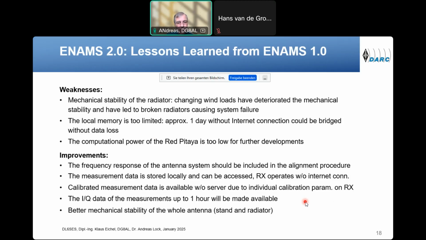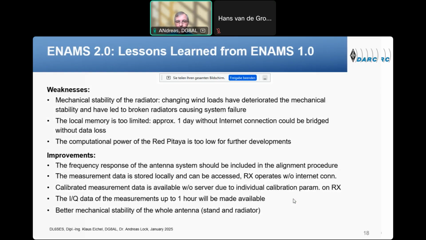They are made available for 1 hour because with each run, every 10 minutes, we generate 310 megabytes of IQ data and we hold it in the memory of the computer, and therefore only 6 measurements, or 1 hour, is available. And the mechanical stability of the antenna is improved.